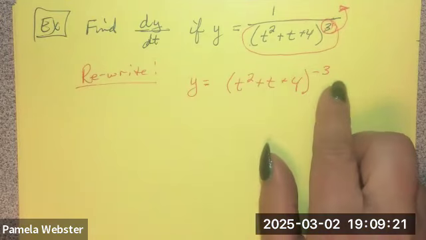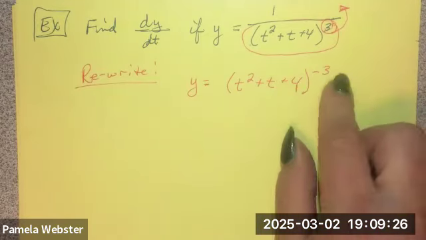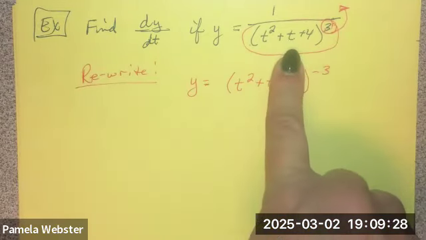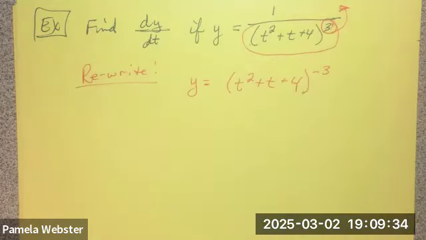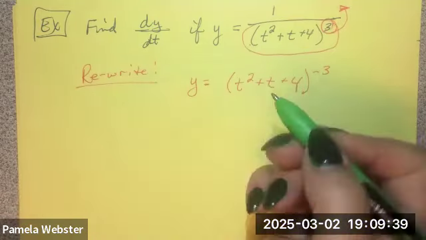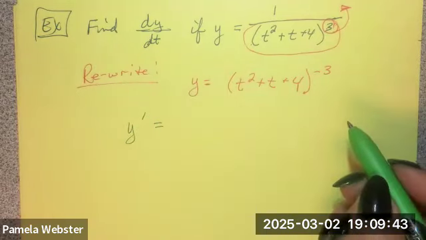Because we love our power rule. If we can do the power rule, our little shortcut, that's a lot easier than doing the quotient rule. Remember the quotient rule, low-d-high, high-d-low? Yeah, that's a lot, right? I can do this as a power rule, and that's how I would like to do it. So rewrite it first. It didn't take me but a couple of seconds. And then we can take the derivative.